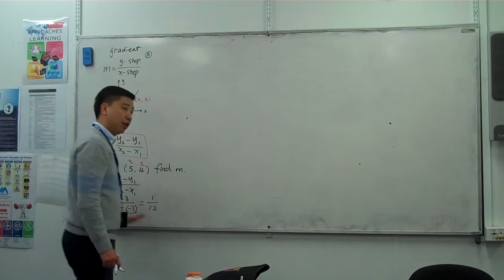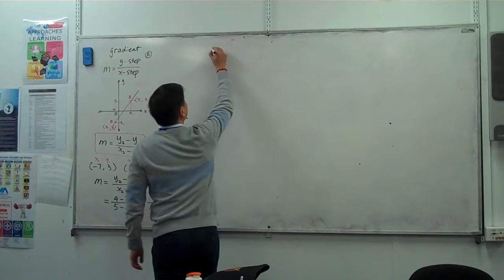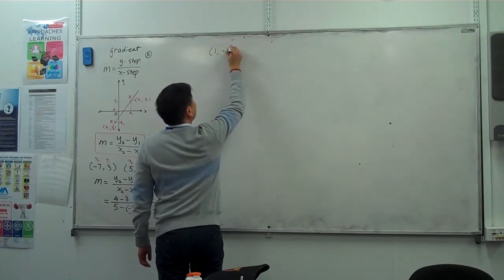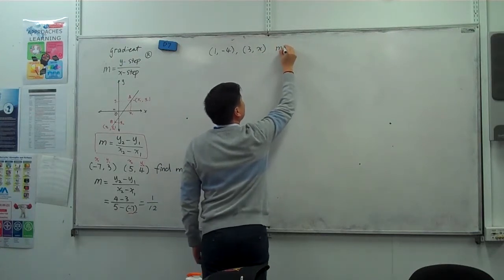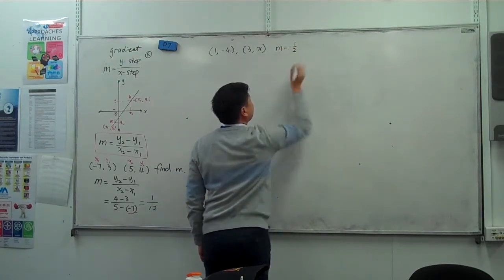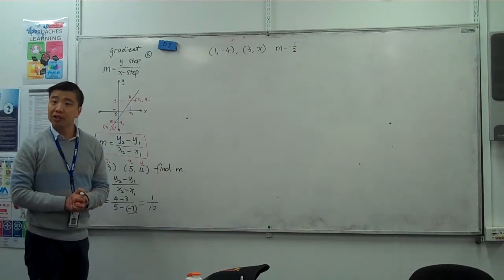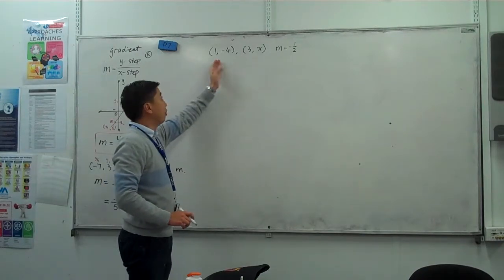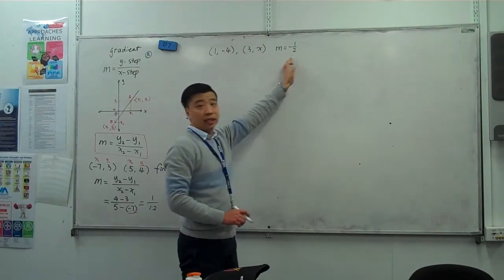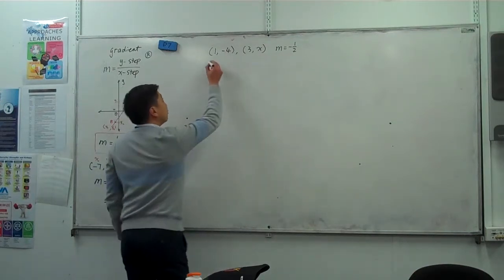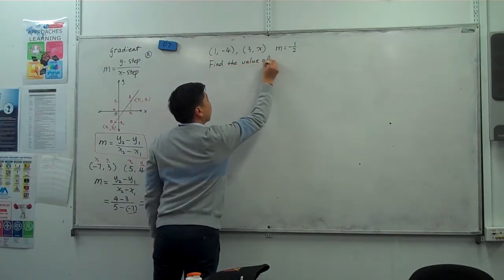Now I want to make some changes. Now I give you this question, right? A line passes through 1, -4 and 3, x with a gradient -12. Find the value of x.